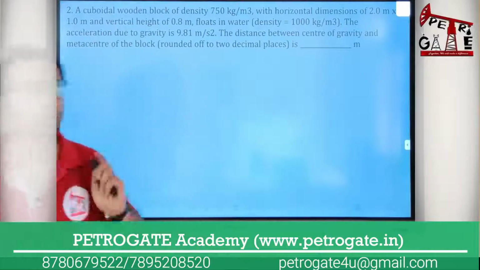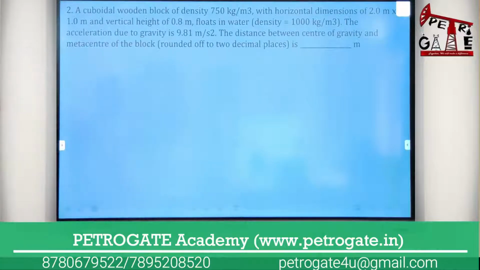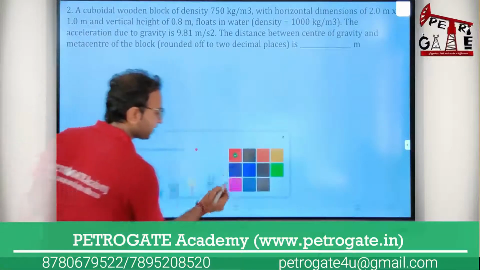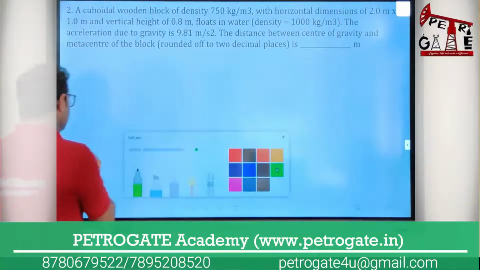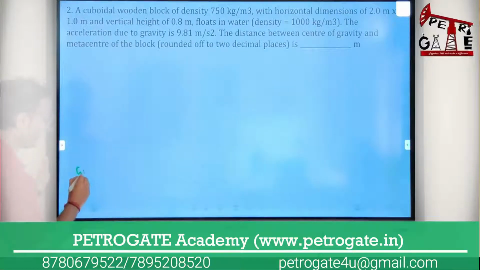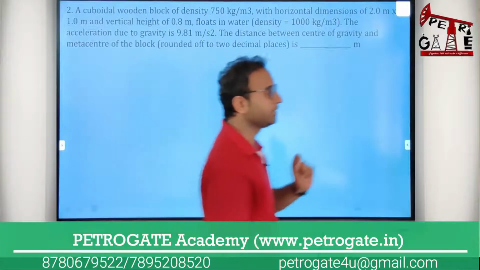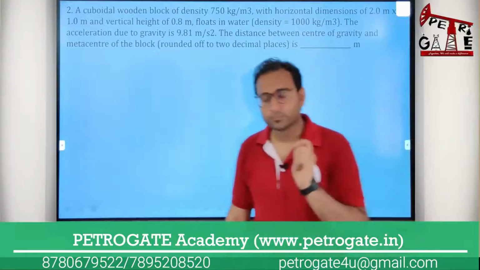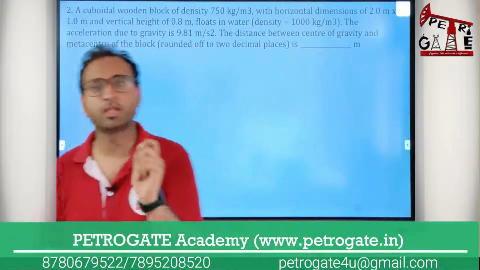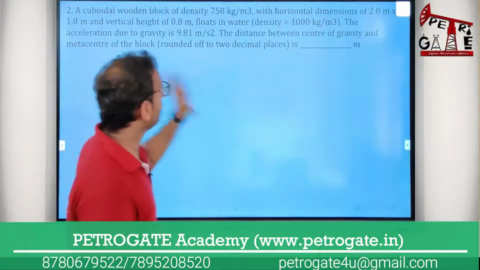The question is a numerical kind of question, and I like this kind of concept really. So I know very well that you know the concept of GM. If GM is positive, that will be a stable vessel. If GM is negative, that is unstable. If GM value is 0, that means you can say that is your critical equilibrium condition. So now we will see the question.